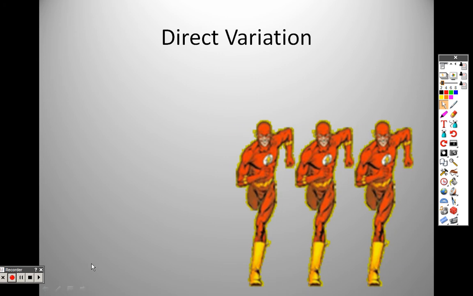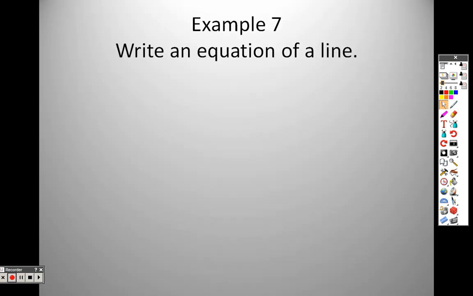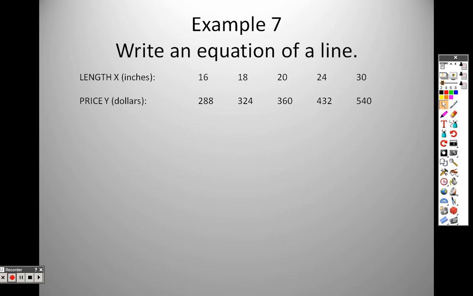Write direct variation in 2.4 here. So basically what we're saying is y equals kx where k cannot equal 0. So k is some type of number, and k is some type of constant term. So write an equation of a line.